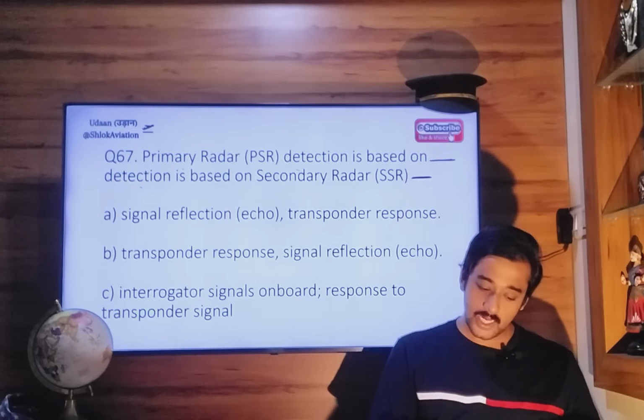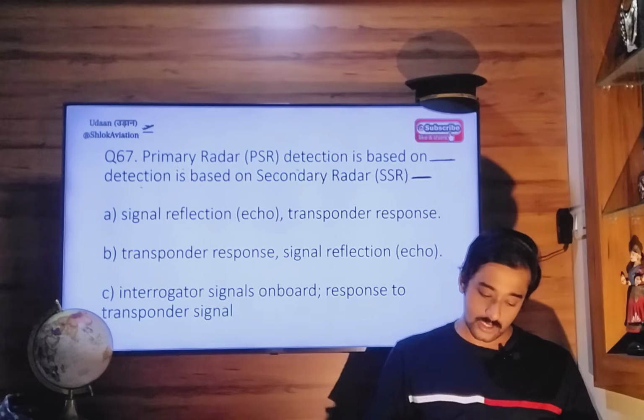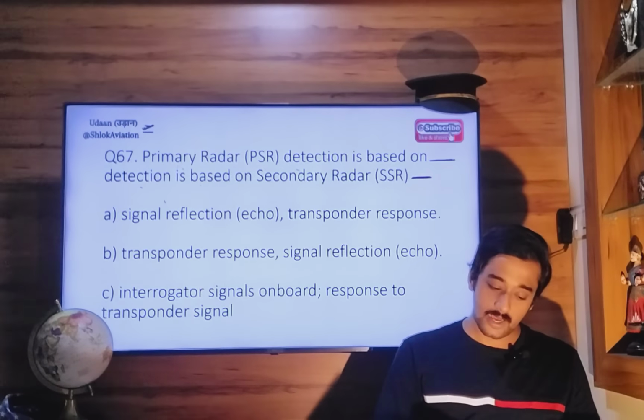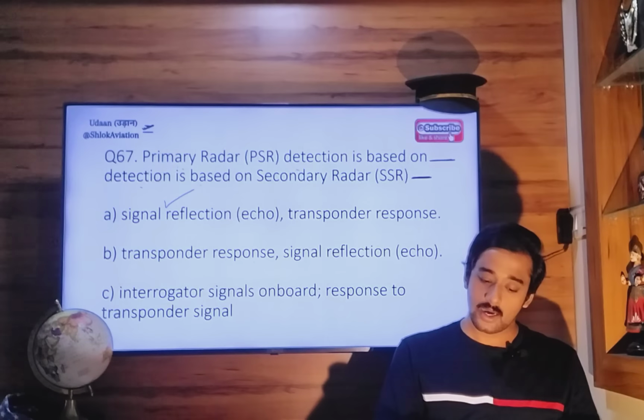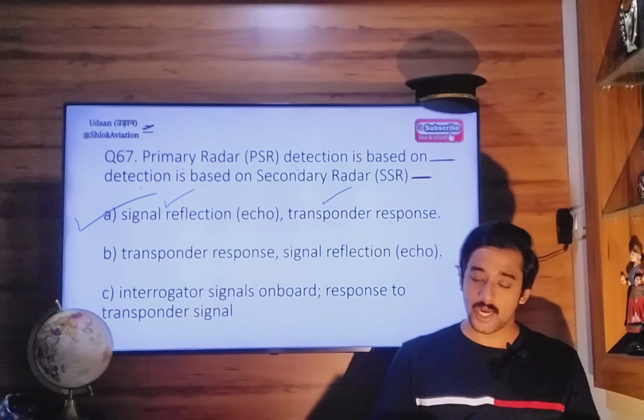So primary radar detection is based on signal reflection echo, transponder response, interrogator signals on board. So it is signal reflection echo. And secondary radar is based on transponder response. Yes. So option A will be the right option.